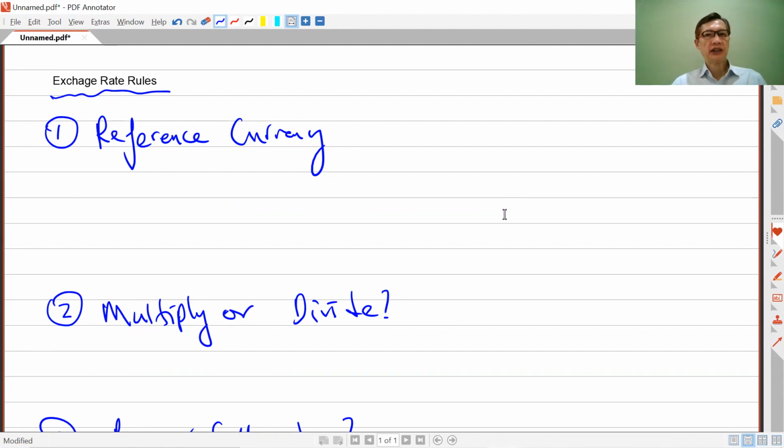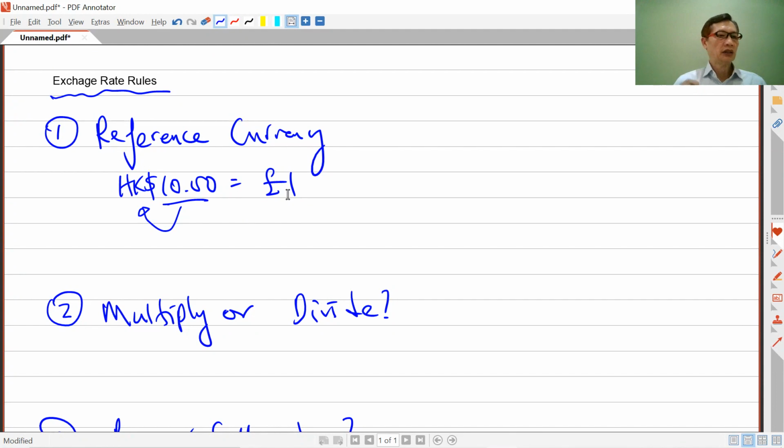The first one is the reference currency. In an exchange, you're always involving two currencies, so you should be able to identify the reference currency. Say you are given 10 Hong Kong dollars is equal to £1. The exchange rate between the Hong Kong dollar and the pound has a 10 there, so this rate is referring to the Hong Kong dollar. In this quotation, the Hong Kong dollar is the reference currency, and the other currency will usually be 1 unit.